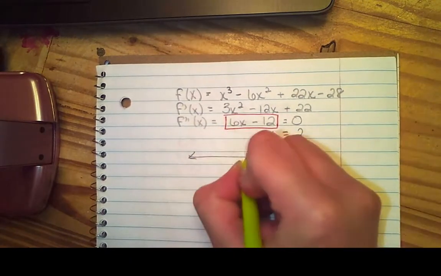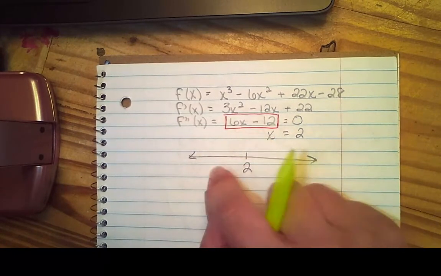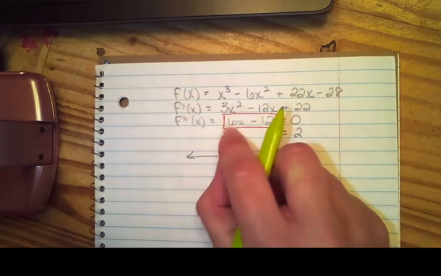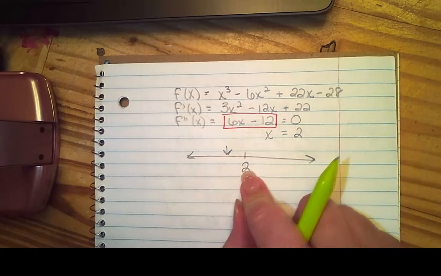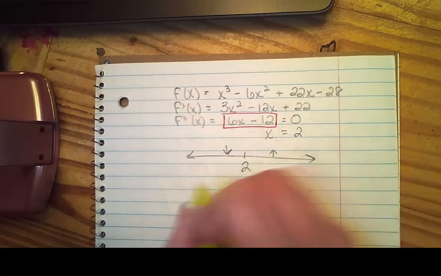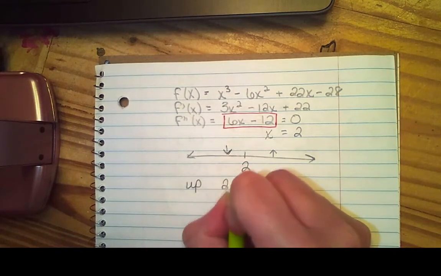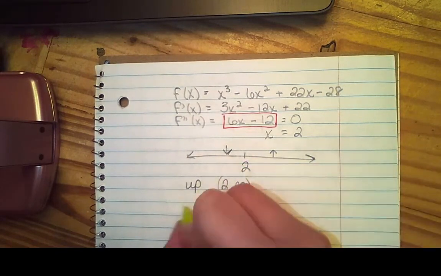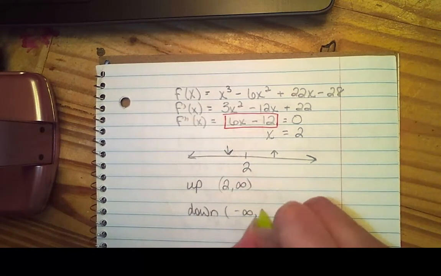So if I test this, this is where I'm going to put my test values. So try 0, that's to the left of 2. So 6 times 0 minus 12 is negative. And then after 2 is 10. So 6 times 10 minus 12 is positive. So it is concave up from 2 to positive infinity. It is concave down from negative infinity to 2.